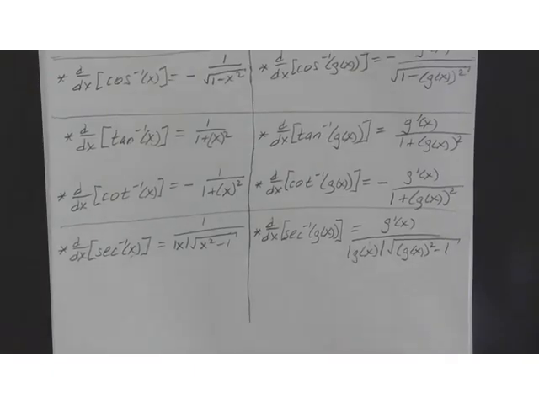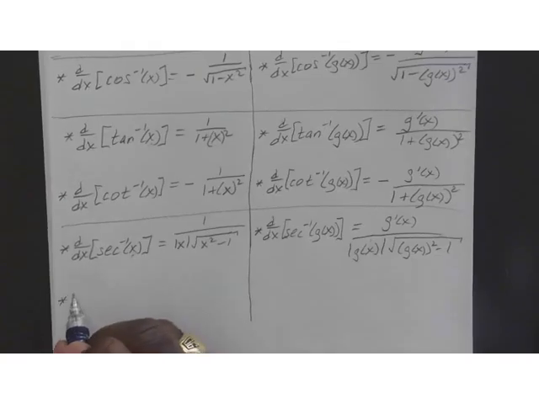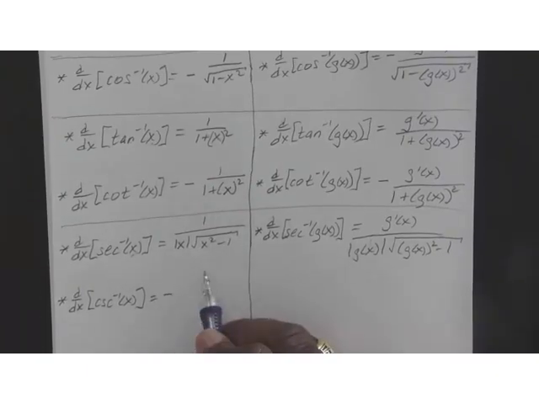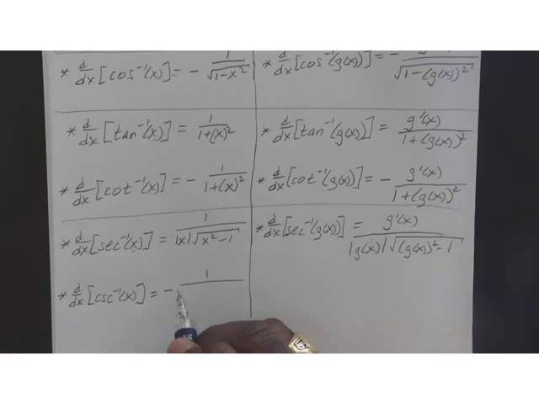And last, we have the derivative of cosecant inverse, which is just the negative of the very same answer. So we have the absolute value of x times the square root of x squared minus 1.